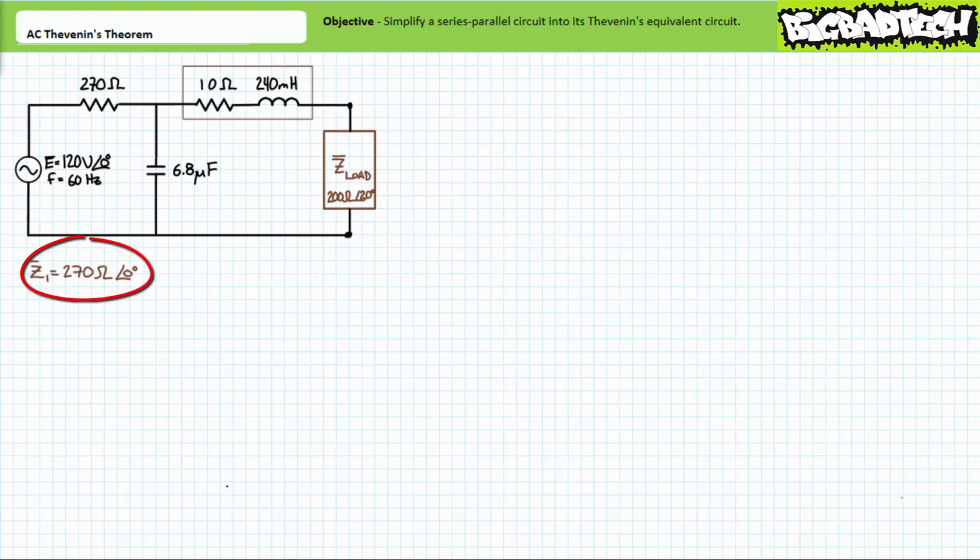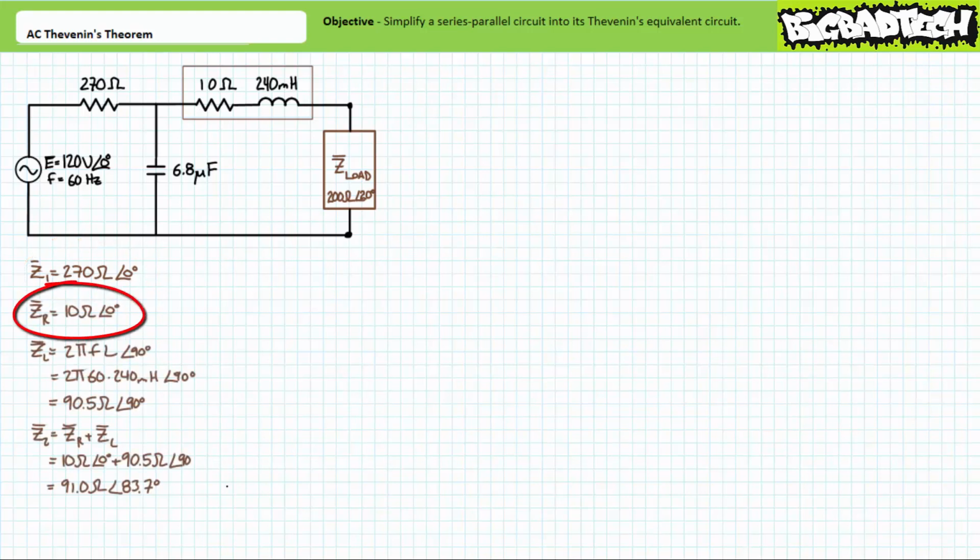The complex impedance of the 270 ohm resistor is 270 ohms at an angle of 0 degrees. Let's call this impedance Z1. Complex impedance of the resistive portion of the non-ideal inductor will be 10 ohms at an angle of 0 degrees. Let's call this impedance ZR. The complex impedance of the inductive portion of the non-ideal 240 mH inductor at an excitation frequency of 60 Hz will be 90.5 ohms at an angle of 90 degrees. Let's call this impedance ZL.